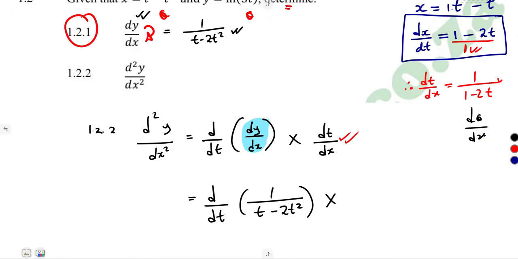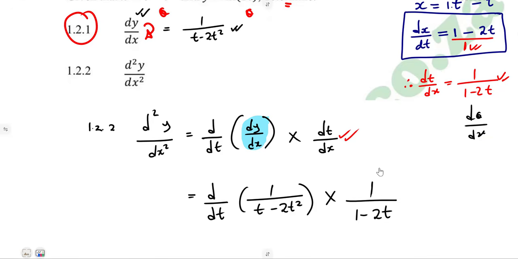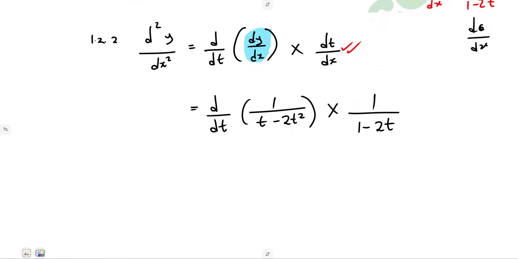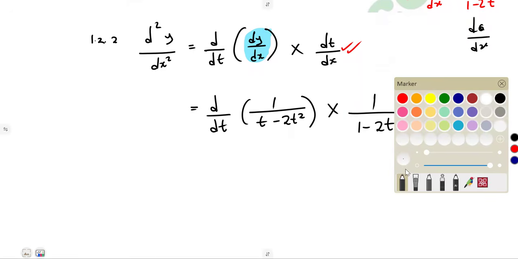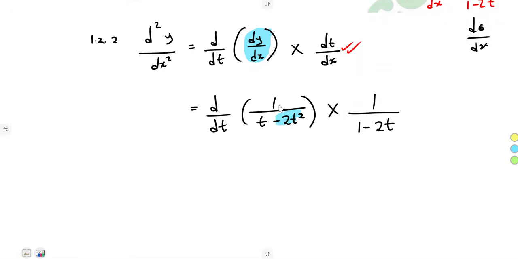Okay, so we have that value already. So we're just going to substitute 1 over what? 1 minus 2t, sorry, 1 minus 2t. So this is it. Knowing this, we are done, because what you just need to do here is to differentiate the one that is with respect to t here. Differentiate this with respect to t.